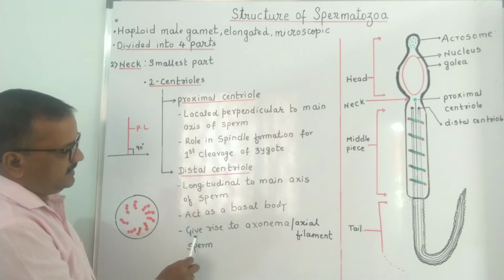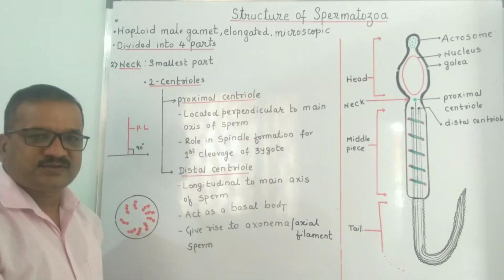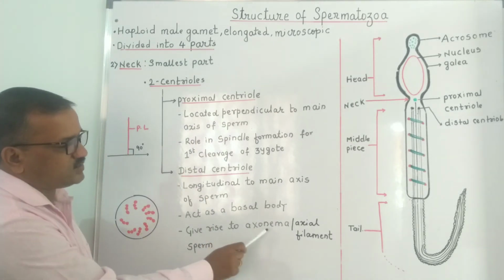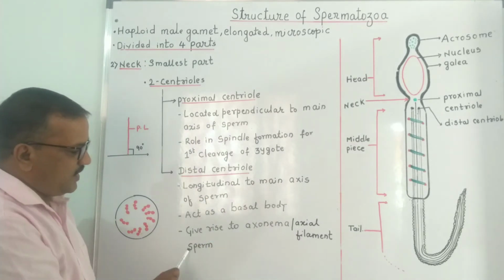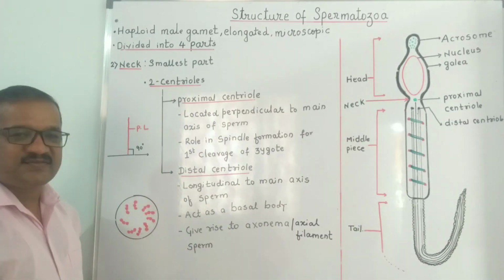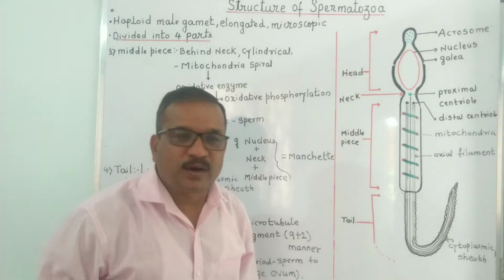Third point is that it gives rise to the axoneme or axial filament. So the main function of the distal centriole is what? It gives rise to the axoneme or axial filament of a sperm cell. And if you see the TS of the centriole, you will come to know that.